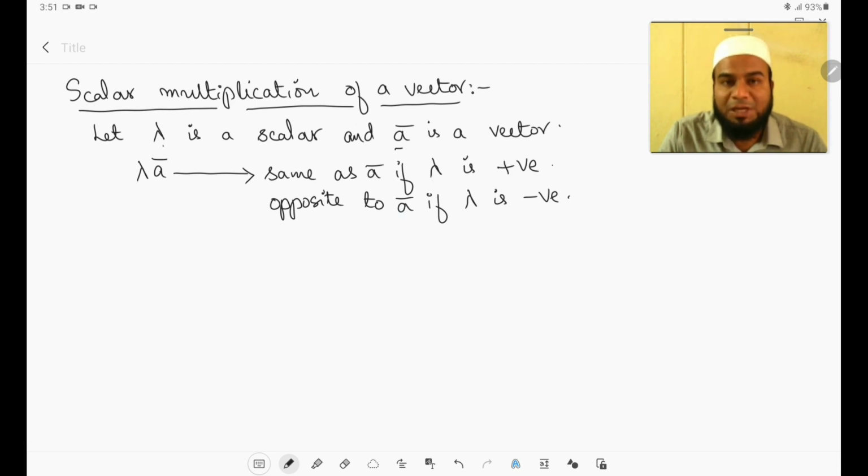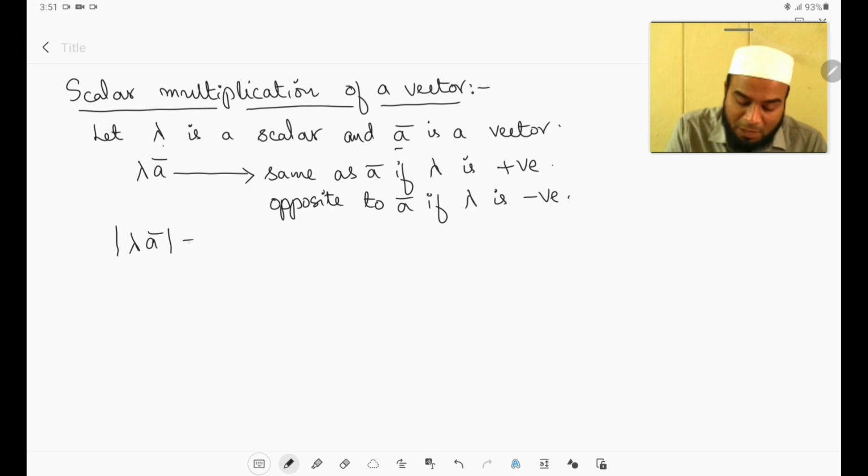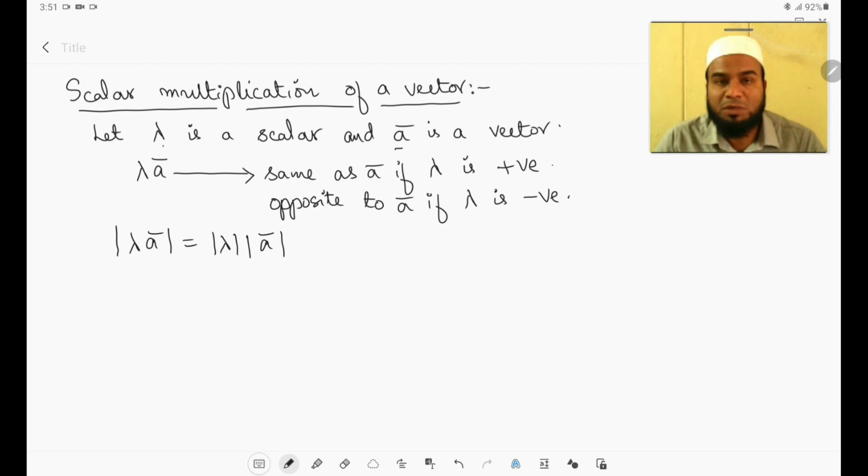Then what will be the magnitude of lambda A bar? The magnitude of lambda A bar can be defined as the magnitude of lambda into the magnitude of A bar. That is what is happening. Whatever magnitude the vector A bar has will be multiplied lambda times. The magnitude of lambda A bar is nothing but lambda times the magnitude of A bar. This is how scalar multiplication is done.